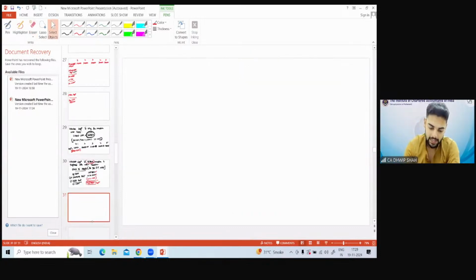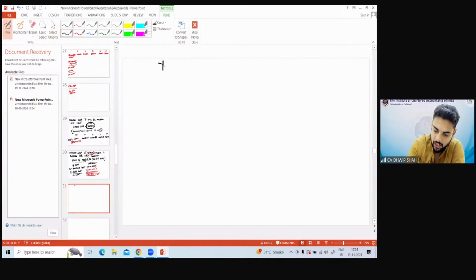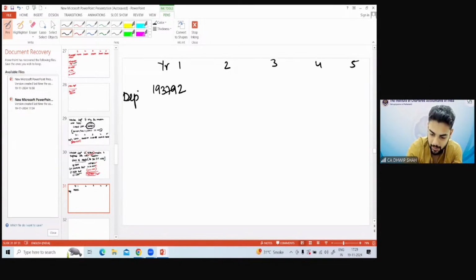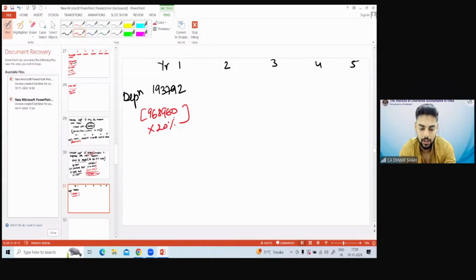Understood? So my depreciation for the new machine for each year would be on 968,960. For year 1, it would be 968,960 into 20%, which comes to 193,792. This is the depreciation had the new machine replaced the old machine. And now you keep on depreciating at 20%.